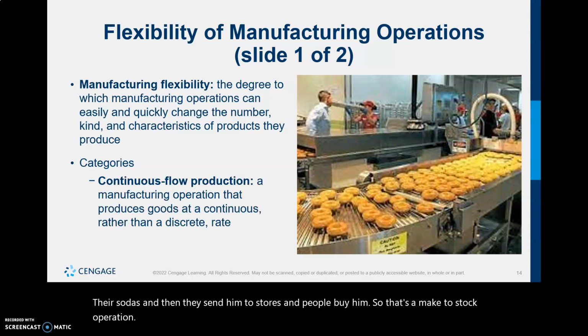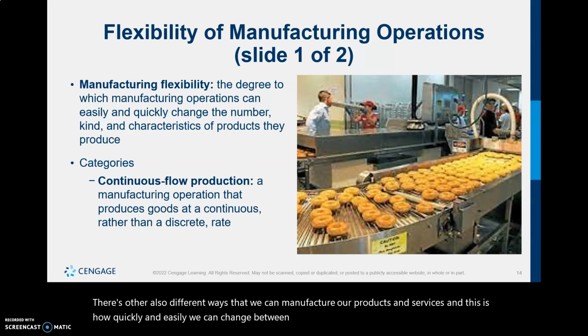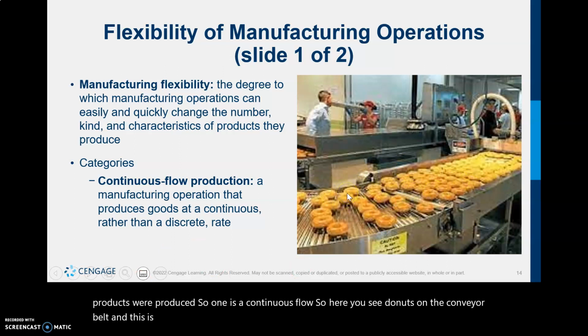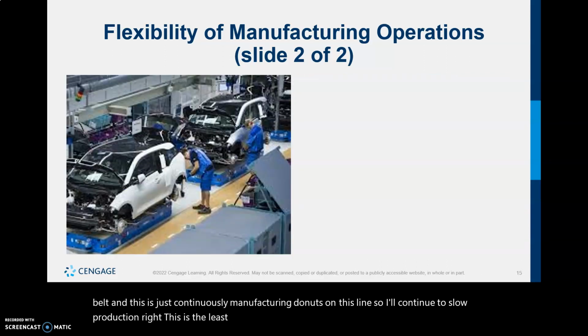There are also different ways that we can manufacture our products and services. This is how quickly and easily we can change between the number and kinds and characteristics of products we produce. So one is continuous flow. Here you see donuts on the conveyor belt, continuously manufacturing donuts on this line. So continuous flow production is the least flexible, it's the hardest to change.